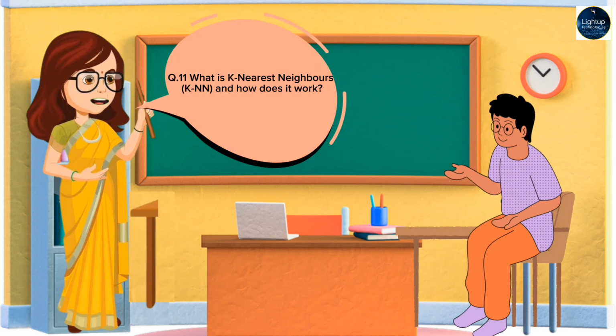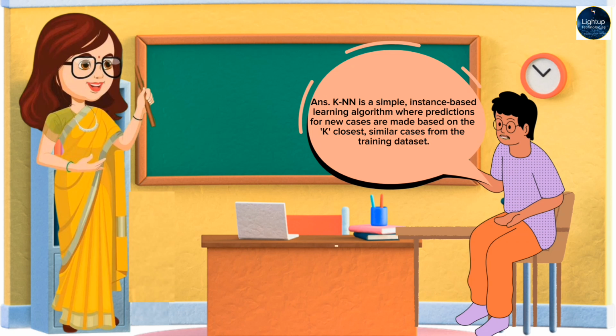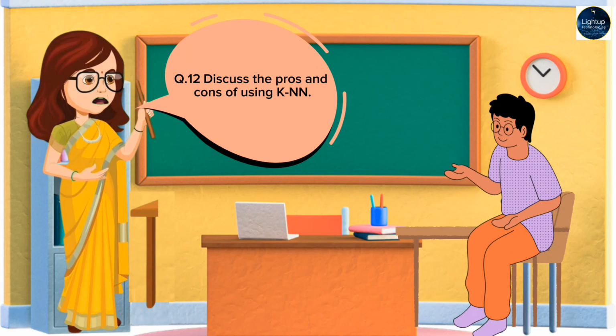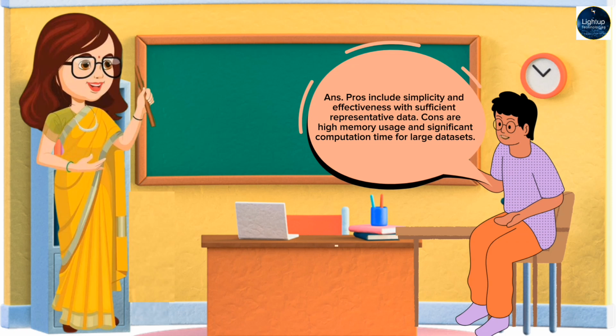What is K nearest neighbors, KNN, and how does it work? KNN is a simple, instance-based learning algorithm where predictions for new cases are made based on the K closest, similar cases from the training dataset. Discuss the pros and cons of using KNN. Pros include simplicity and effectiveness with sufficient representative data. Cons are high memory usage and significant computation time for large datasets.